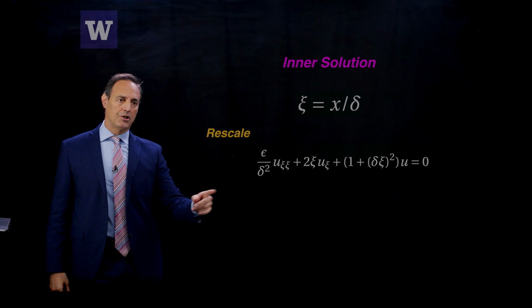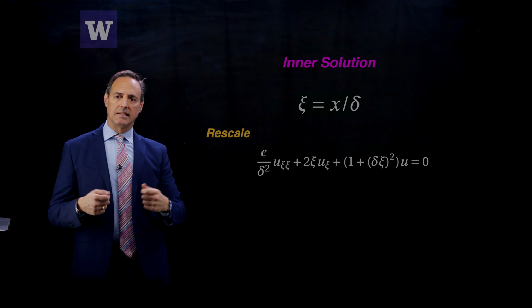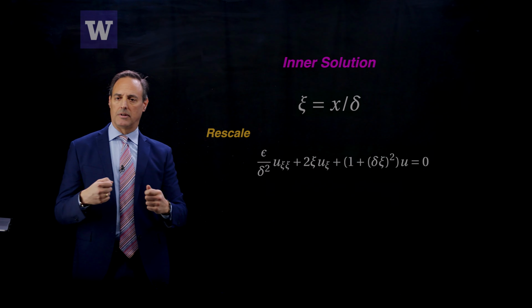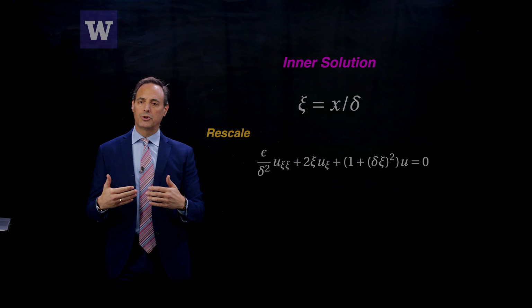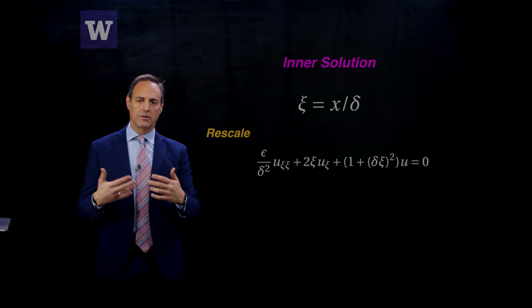So here's the rescaled version of the equation, and then you start playing with the balances. Is epsilon a lot bigger than delta? Is epsilon a lot smaller than delta? Is epsilon the same size as delta? What's the relation between the two of them to give me solutions that can match to the outer solution, can satisfy any other constraints I have in the problem?